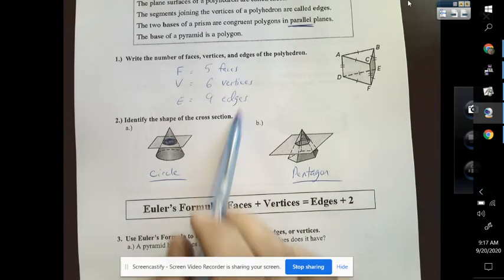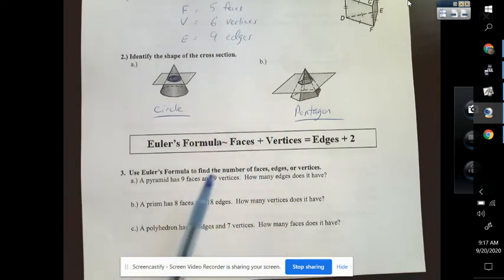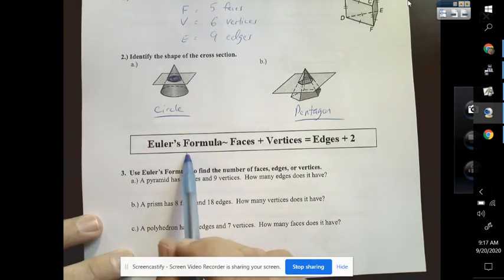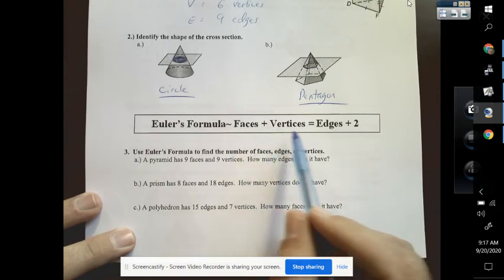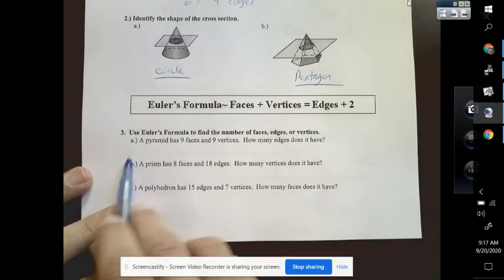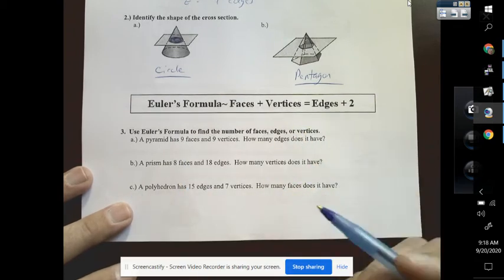Now, for all polyhedrons up here, we have faces, vertices, and edges. Well, we can also take a look at down here, we have a formula that can relate all of them. We actually call this Euler's formula. He's a brilliant mathematician. We'll talk about him someday. But basically, the formula is just faces plus vertices equals edges plus 2. So we're going to take a look at 3 examples, plugging in what we have and trying to find the missing one.